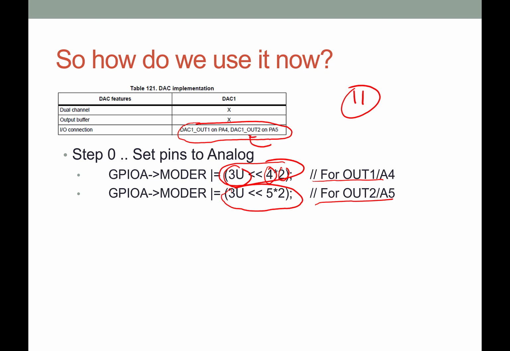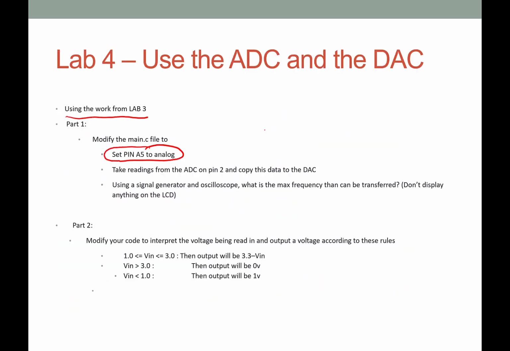DAC 1 out 2. So we're going to use the first DAC out 2 on PA5, and we're going to take readings from that analog to digital converter on pin 2, so that's like what we did last time, and copy this data to the DAC. So we're going to basically read something in on the analog to digital converter, and then we're going to write it back out on the digital to analog converter.